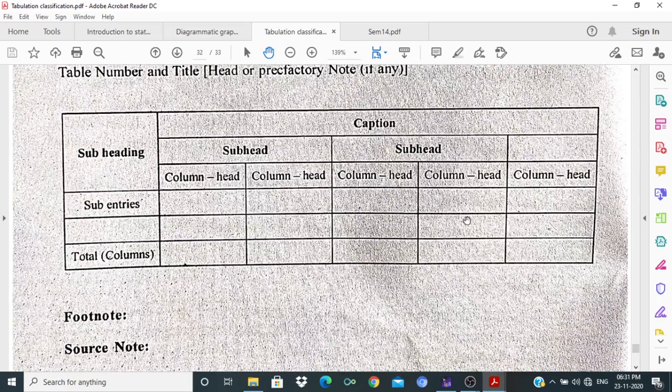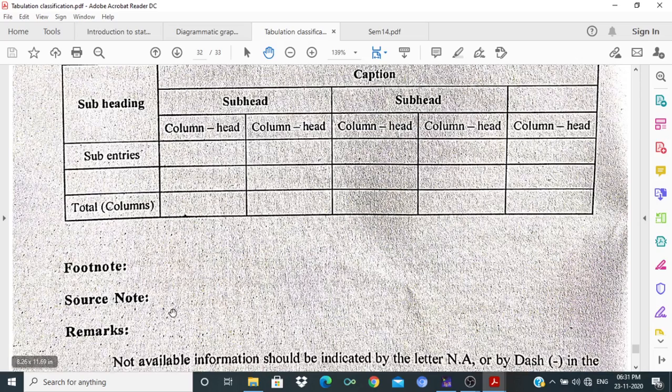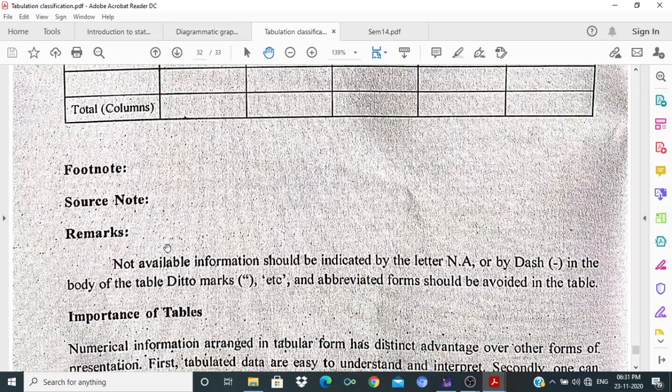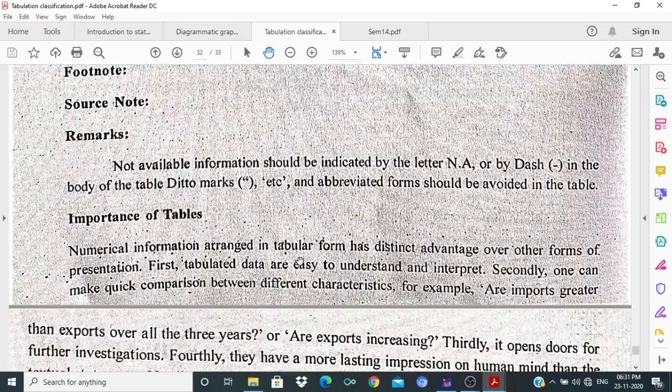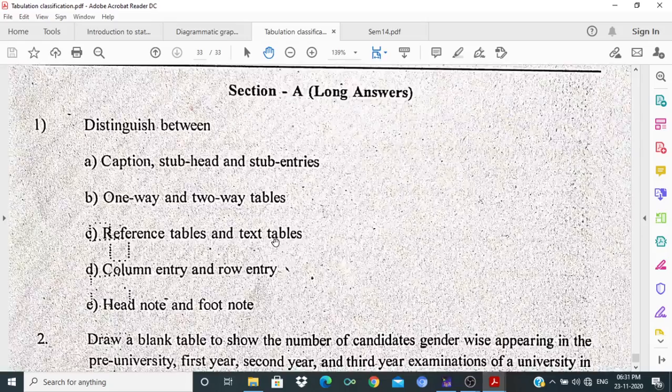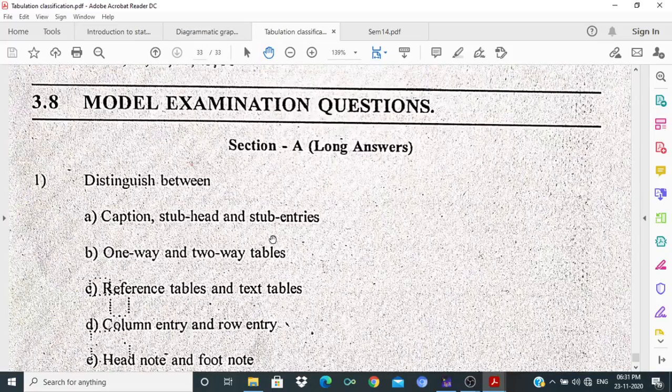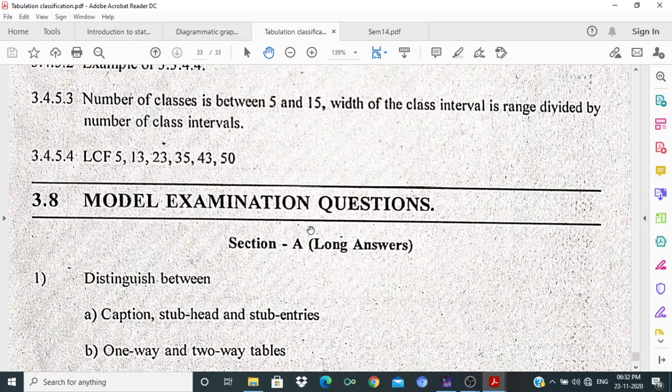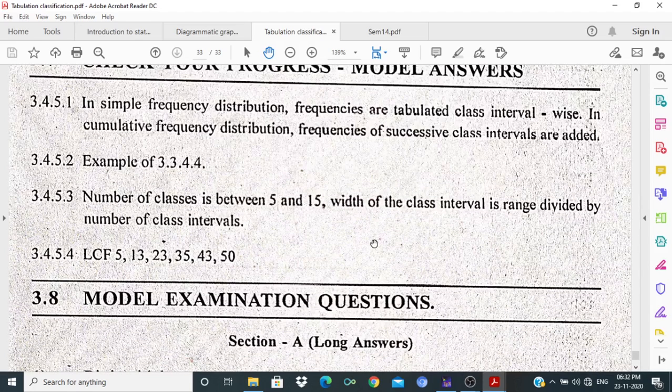Here, this is the form of a table: head, subhead, column head, caption, subheading, subentries, total, footnote, source note. We should mention from where the data for the table was collected. Remarks also should be mentioned. These are the important points about a table. After the classification and tabulation, we must look into the diagrammatic representation of data.